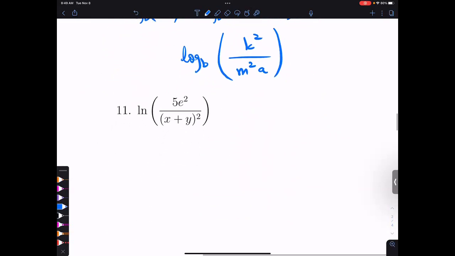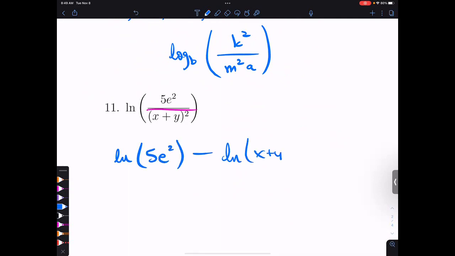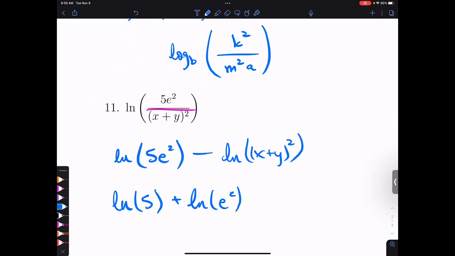Okay, and then maybe one more real quick. How about 11? So split the division up. I'm going to do a slightly faster version of this. Split the division up, split the multiplication up. So that's the log of 5 plus the log of e squared. Right, that multiplication becomes this addition.